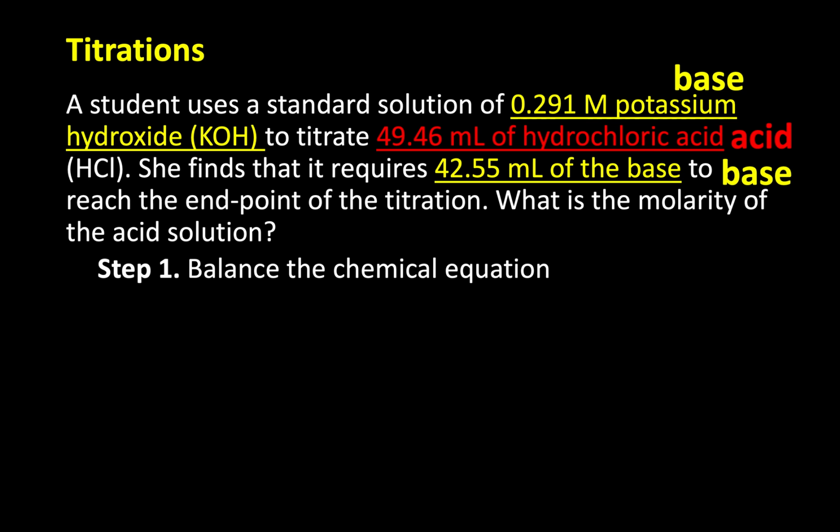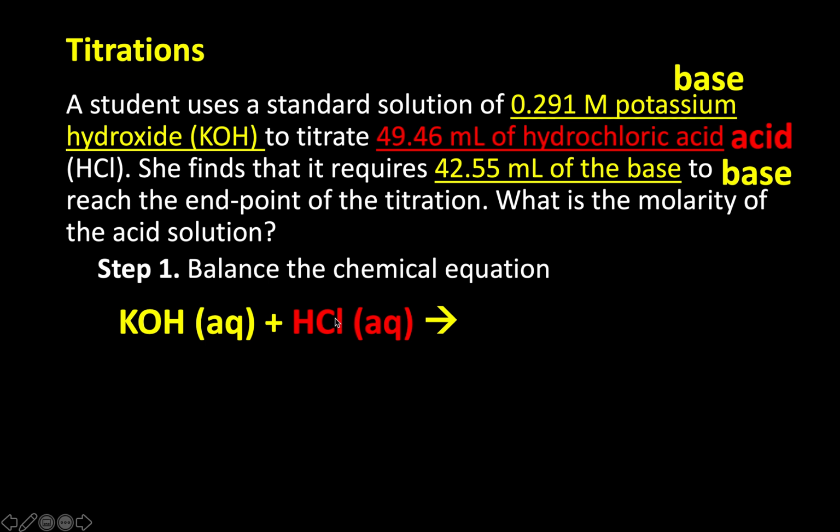Okay, now step one of solving a titration question, and we know it's a titration question because we have acid and base here, is to balance the chemical equation. So we have our two chemicals here, KOH and HCl. Please pause the video and balance these. I'll remind you that the OH goes with the H and the K goes with the Cl. All right, here they are.